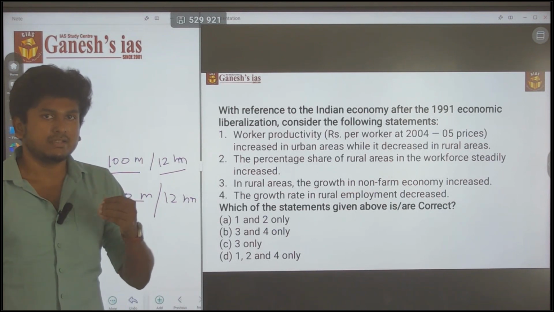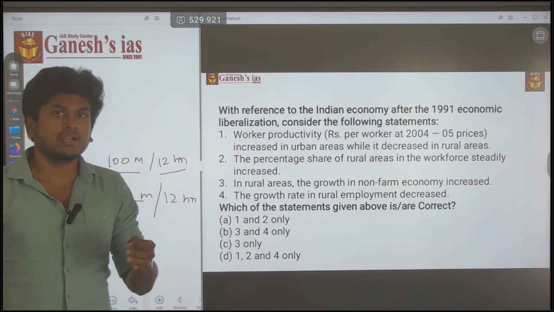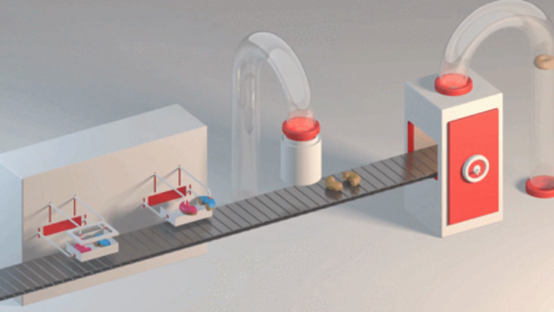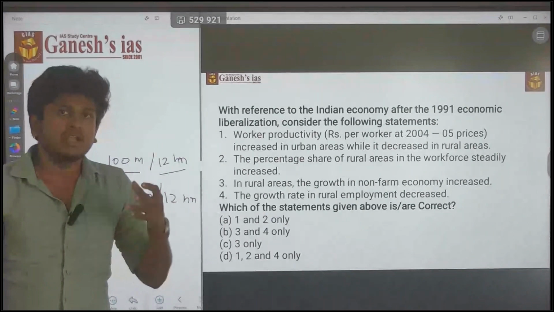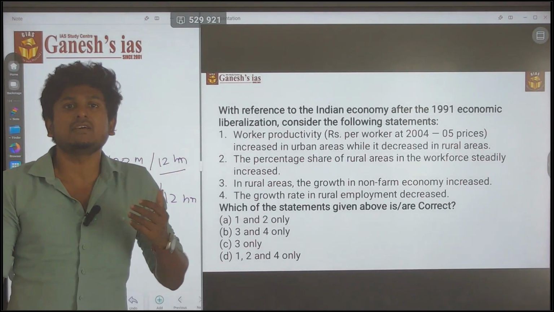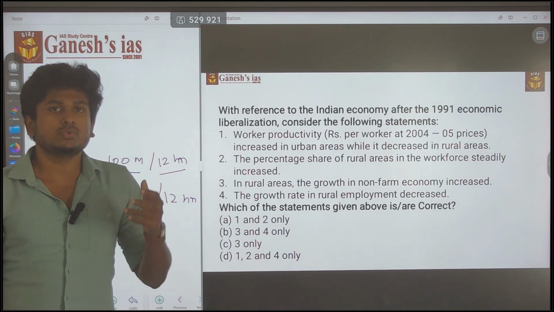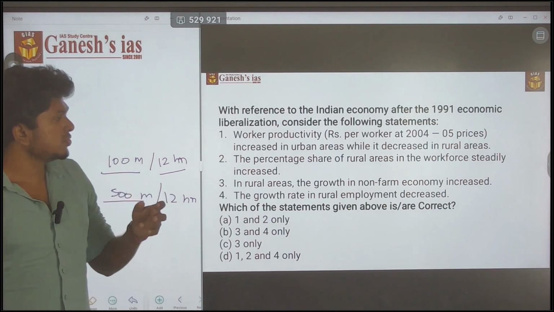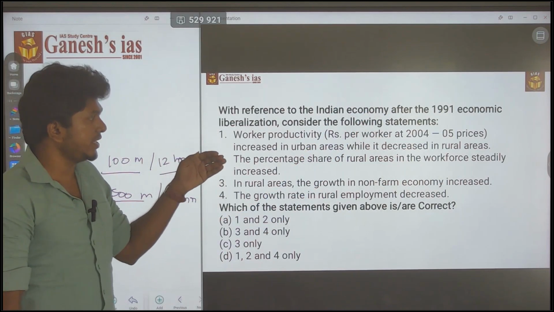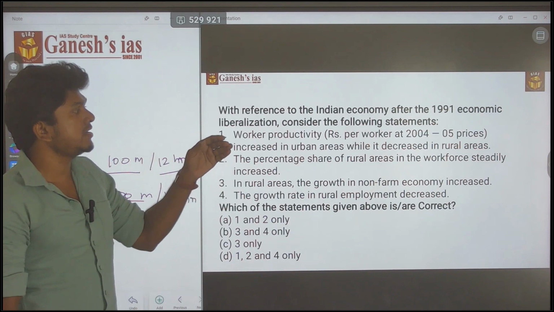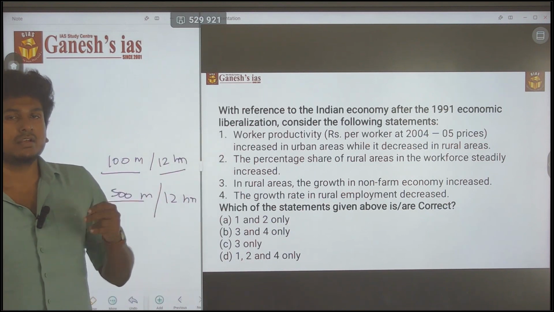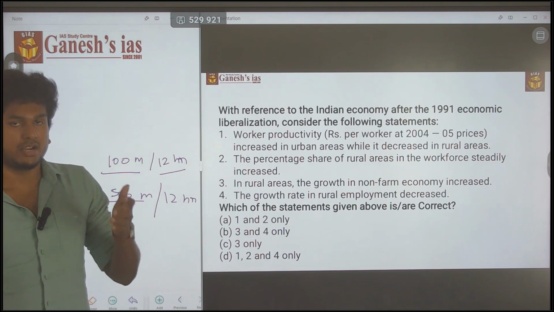So that is worker productivity: it is about the working of a person. The production of goods or services increases with respect to the time period. That is known as an increase in worker productivity. The statement says worker productivity increased in urban areas while it decreased in rural areas. See, there is a trap. After liberalization, there is a relaxation of the rules and regulations.